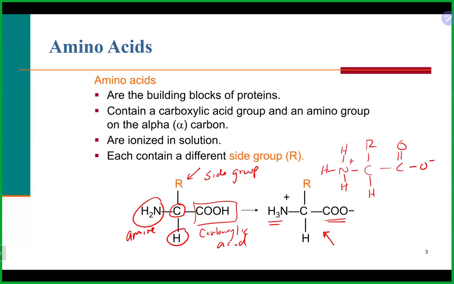You do need to know the structure of an amino acid. What are the different parts of it? Again, a carboxylic acid part, an ammonia or amine part, a hydrogen, and some type of side group. Most of them are carbon containing side groups, except for one, which is just hydrogen. But the other ones will usually be some type of carbon containing side group.